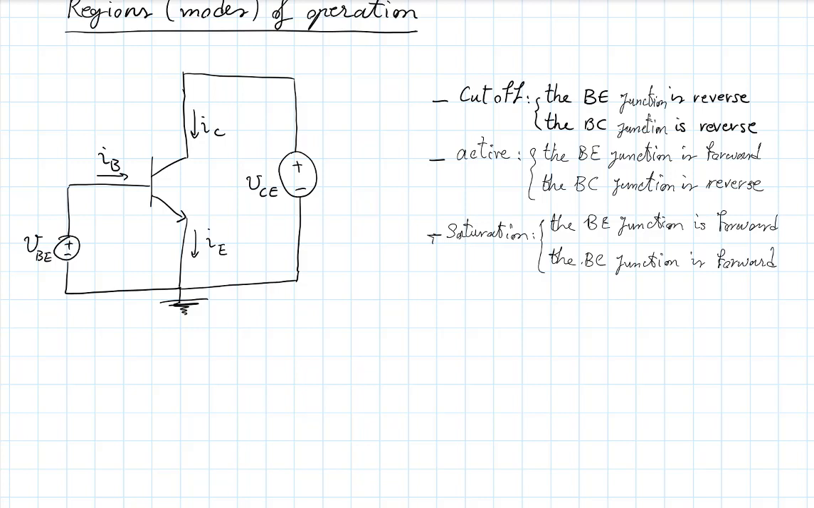Now, part of the reason I'm writing this for you is for completeness. If you have difficulty with imagining what's happening there, what I mean by these junctions being forward and reverse, for now, don't worry about this. Okay, just write it down as a reference point for the future. Don't worry about what it means exactly.